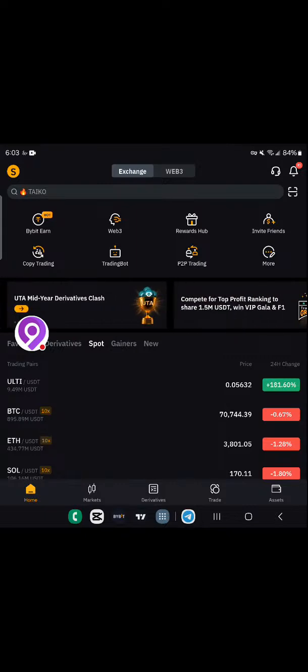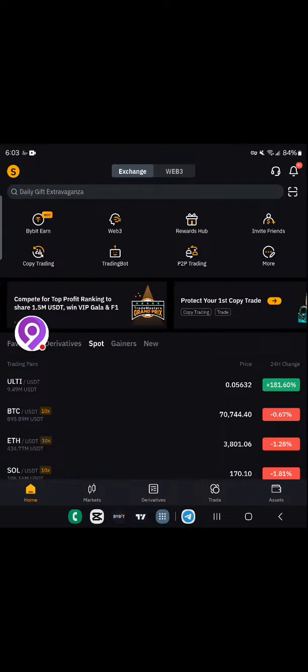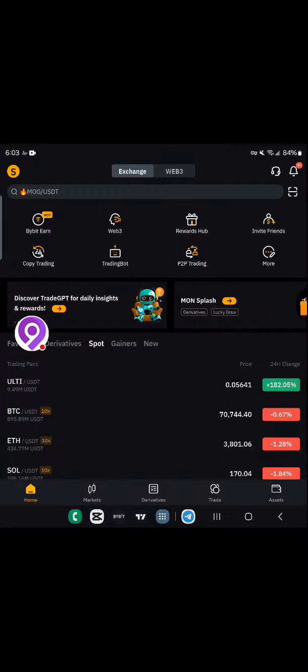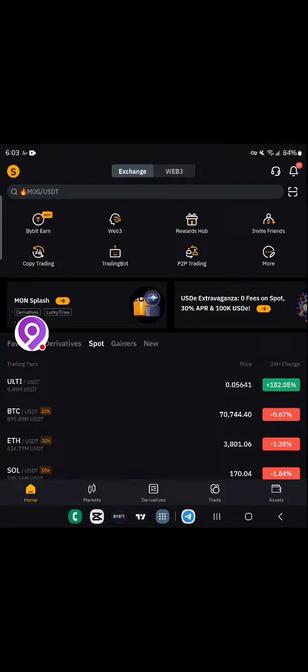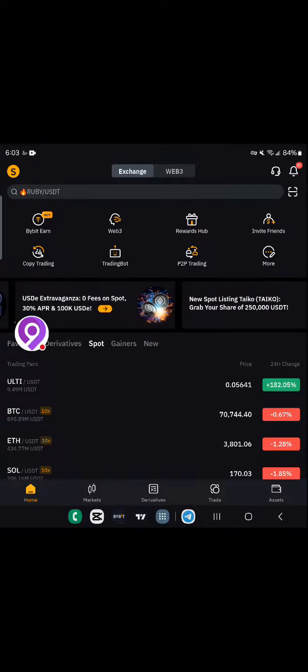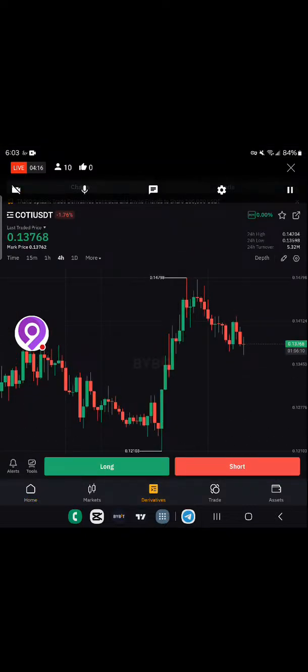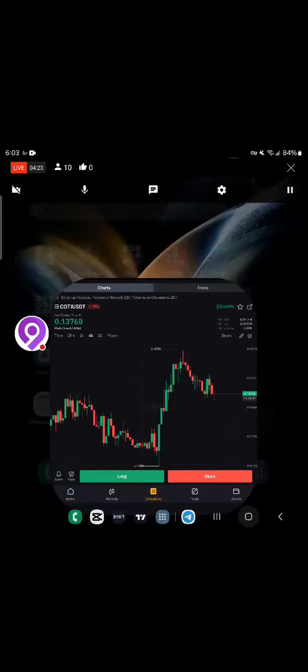Now, in terms of trading, make sure you're on your own page. On the lower area of your chart, just click on derivatives. Then that's where you see your chart. So if you can see my screen, this is it. This is the derivatives.